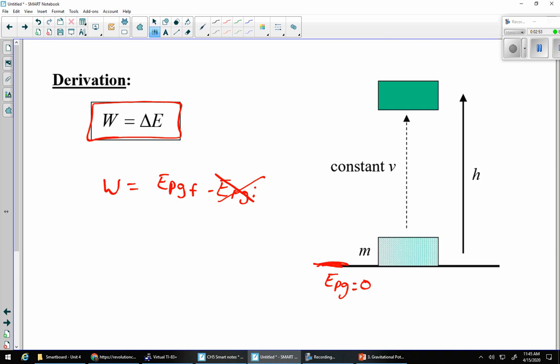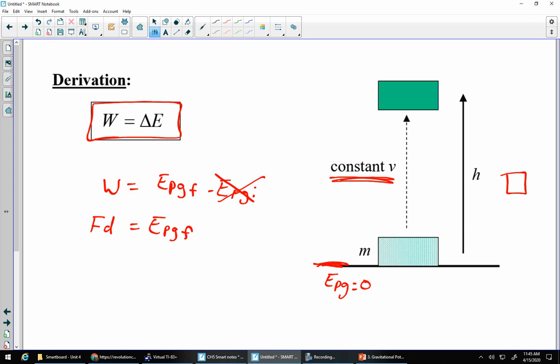So we can expand on this a little bit. Let's see. Our work is equal to our force times our distance, which again is equal to our gravitational potential energy at that final height. But if it's moving up at a constant speed, we can think back to Unit 3, and a constant speed, what does that tell me about the forces? It tells me that those forces are balanced. So I've got force of gravity going downwards, I've got my applied force going upwards, and they are balanced. So really, we're working against our force of gravity here.